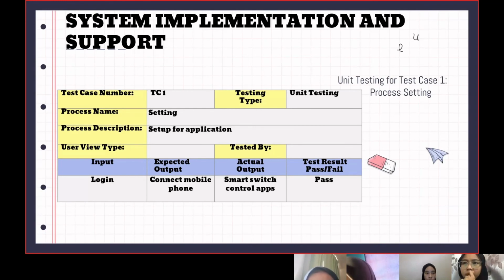User view type is input and logging. Input is expand output. Logging is connected mobile phone. Tested by actual output and smart switch control apps. Actual output is test result pass or fail. Smart switch control is pass.